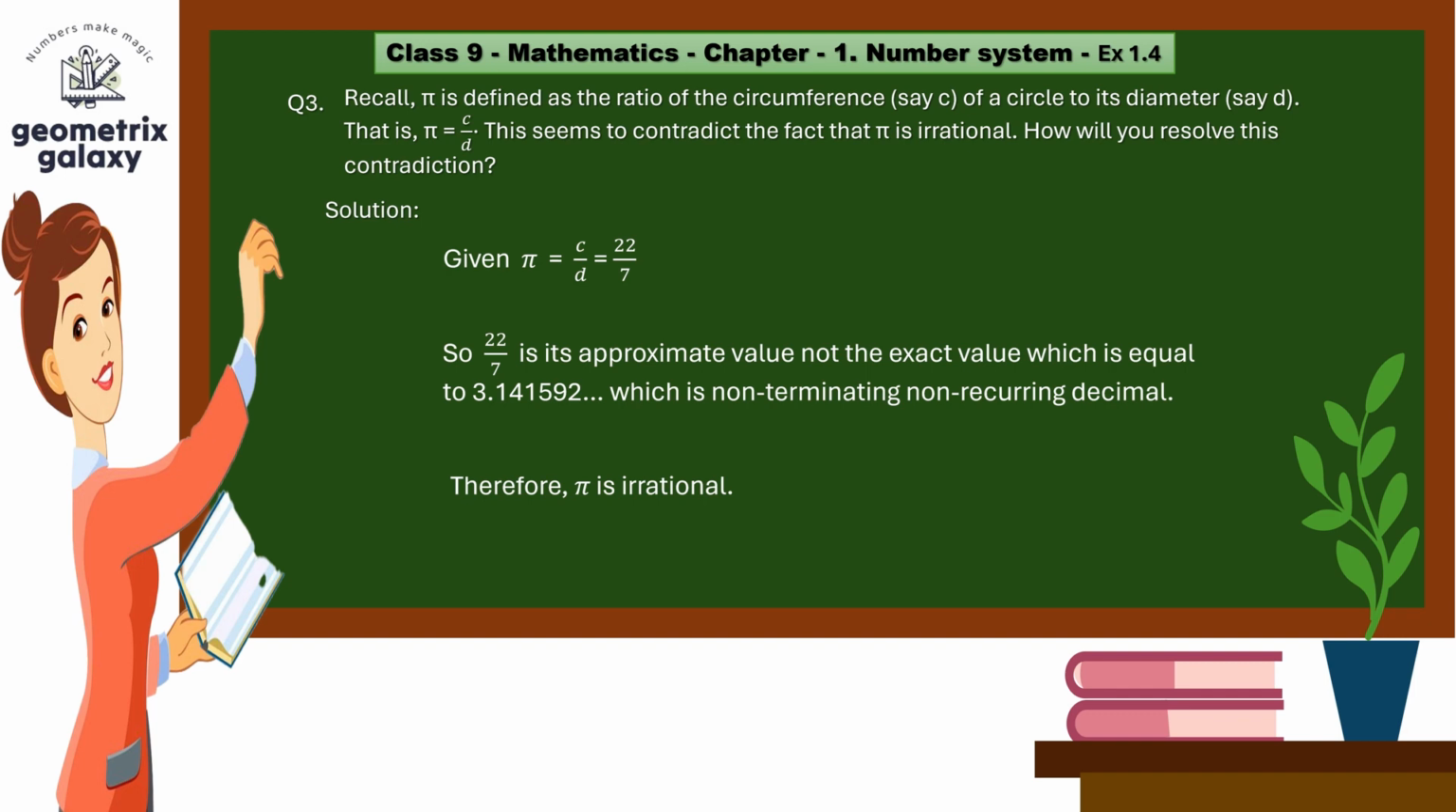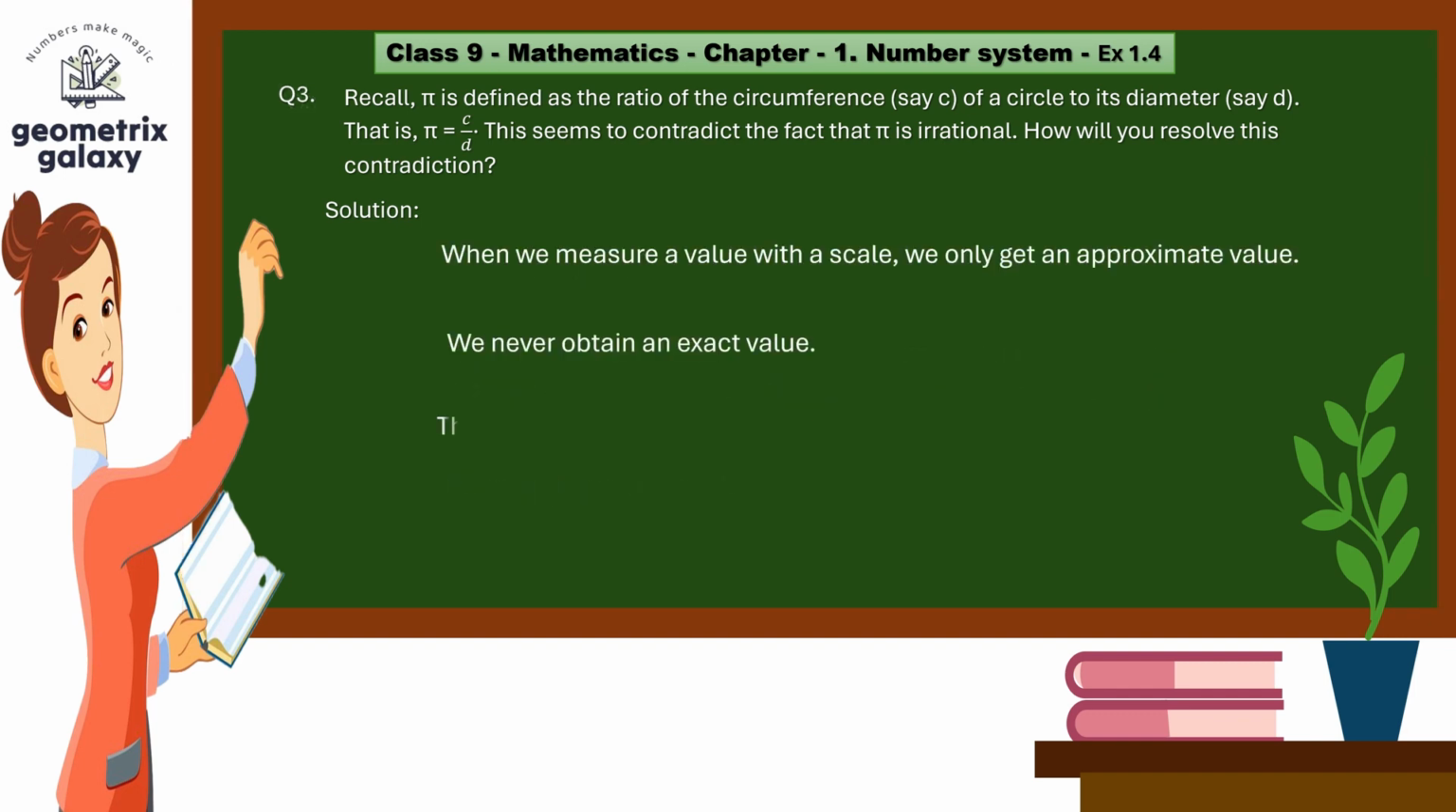If we measure the circumference or the diameter with a scale, either the circumference or the diameter may be an irrational number, because when we measure it, we never obtain an exact value. We know that rational by irrational or irrational by rational is an irrational number. Therefore, pi is an irrational number.